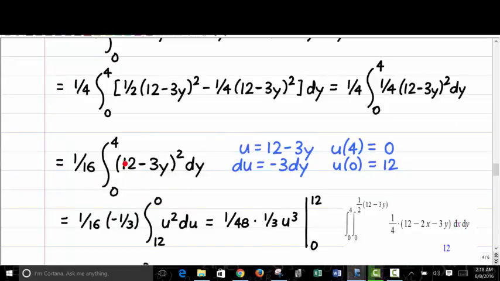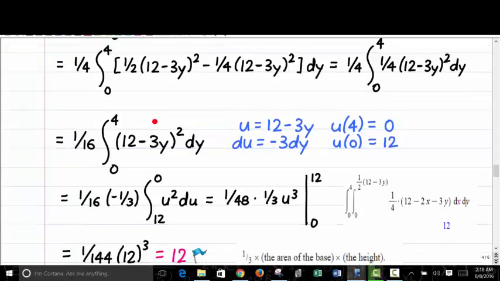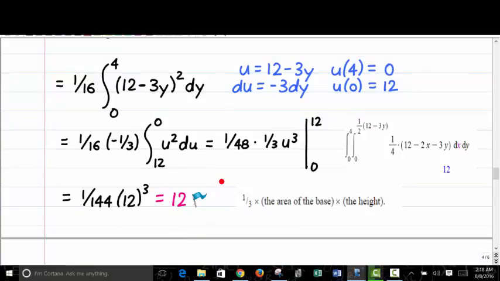You might want to square the binomial, which of course is not 144 plus 9y squared. You'd be surprised how many times, even in Cal 3, people mess that up. If you want to expand that out, it would actually be 144 minus 72y plus 9y squared. But anyway, I just went u substitution, worked it out, and I got 12 this way.